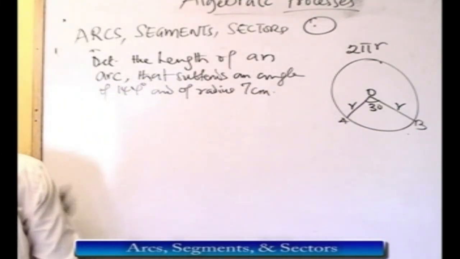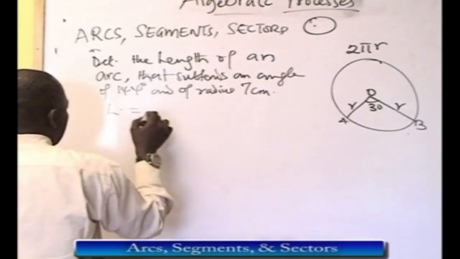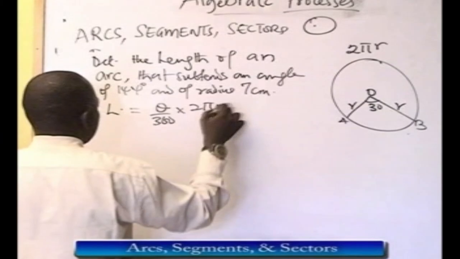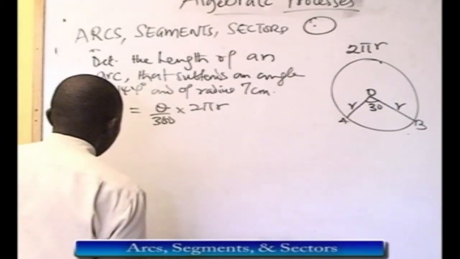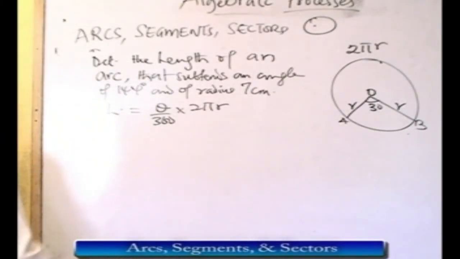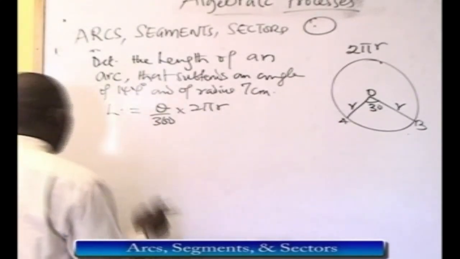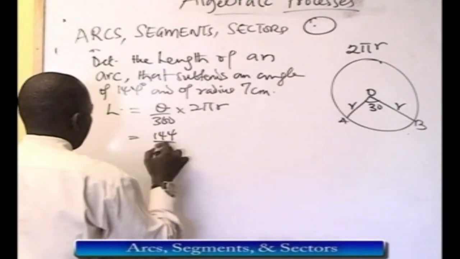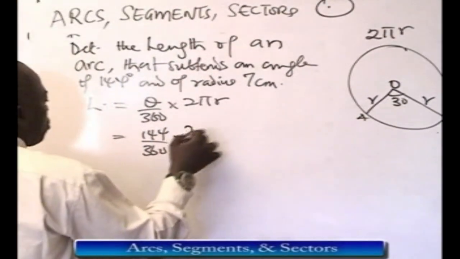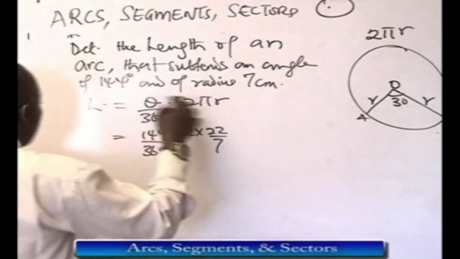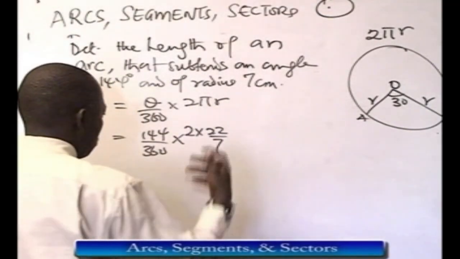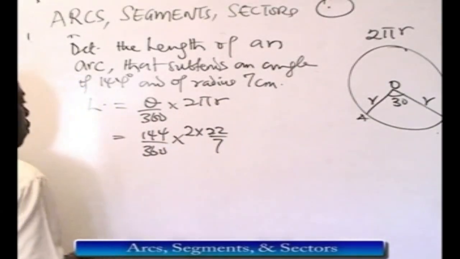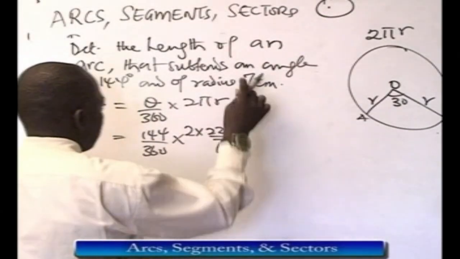Again, I already told you that the length of an arc is calculated using theta over 360 times 2 pi r. Theta is the angle that is subtended at the center. Theta in this question is 144. So we have 144 over 360 times 2 times 22 over 7, which is usually pi. Even if you are not asked to take pi as any given number, pi is usually 22/7, and our radius is 7 according to the question.